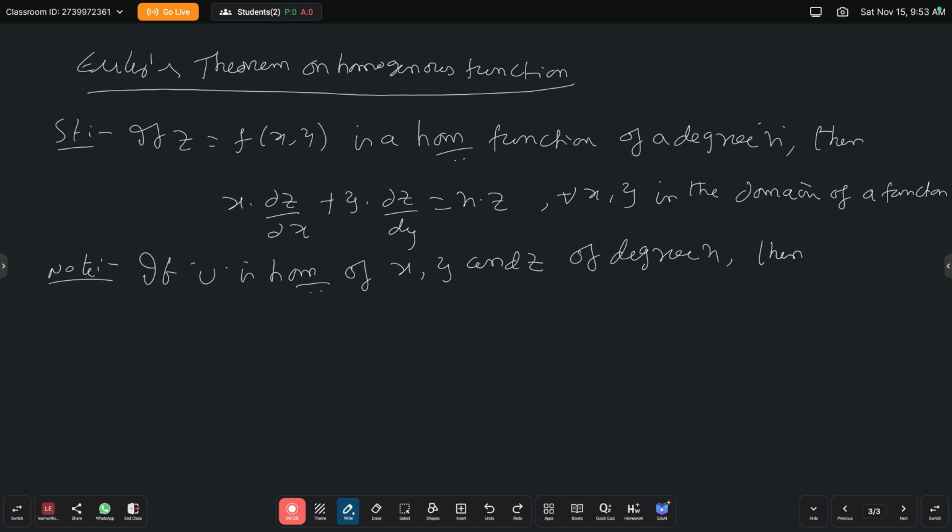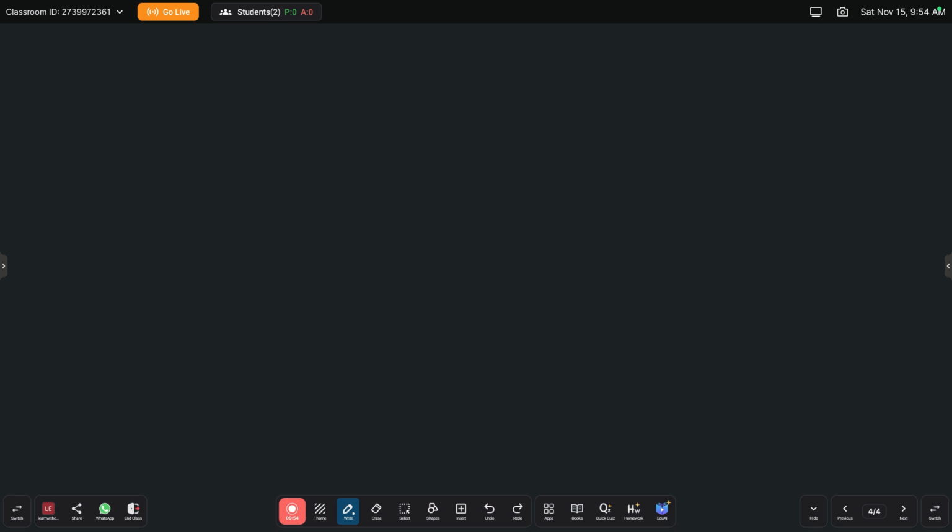then x into dou u by dou x plus y into dou u by dou y plus z into dou u by dou z equals n into u. So this is Euler's theorem for homogeneous functions of two variables and three variables. Now the problems of Euler's theorem.